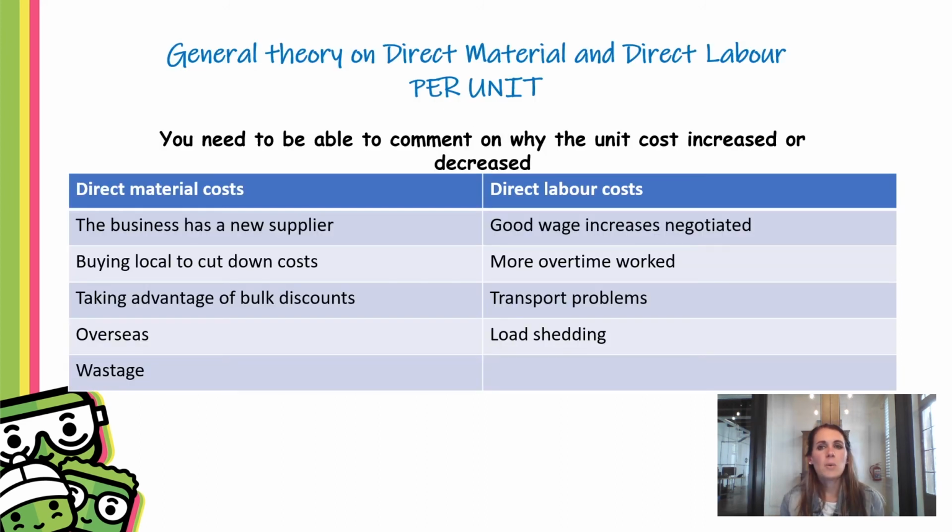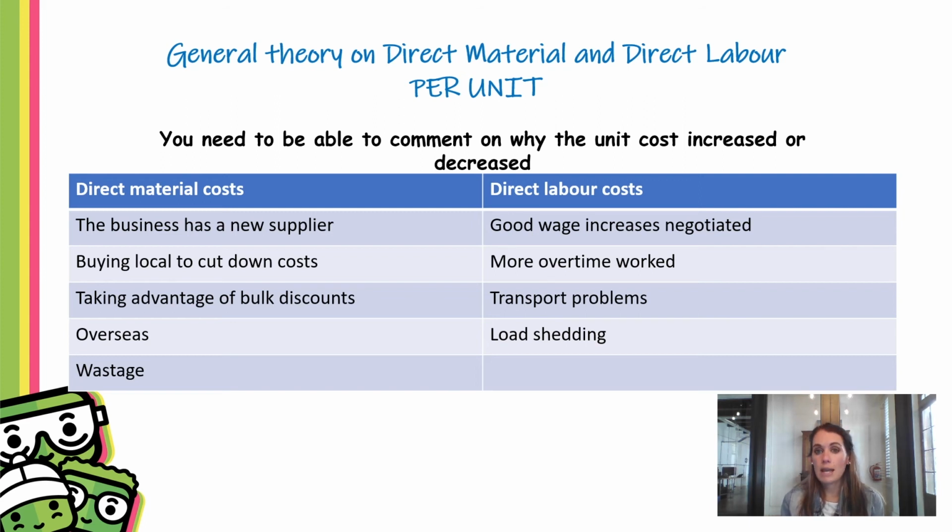Right. So now quickly also just some general theory, and they ask this in every paper. So you are wondering, where's the production cost statement? It's coming. This is our easy marks. This is your cheat sheet again to get quick marks in manufacturing. So you will always have to be able to comment somewhere in the paper about why the unit cost increased or why it decreased. So reasons for the direct material costs increasing or decreasing, I've listed them. You've got a new supplier, they are either cheaper or more expensive. Buying locally might cut down costs, taking advantage of bulks, buying from overseas, and a very common one is wastage.